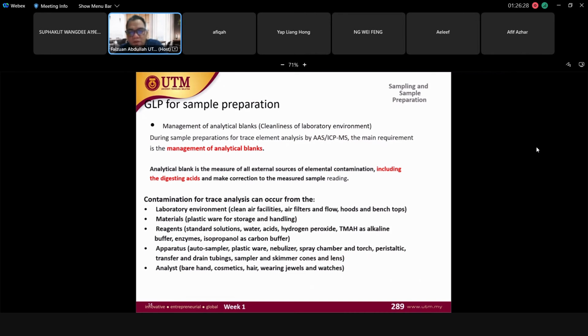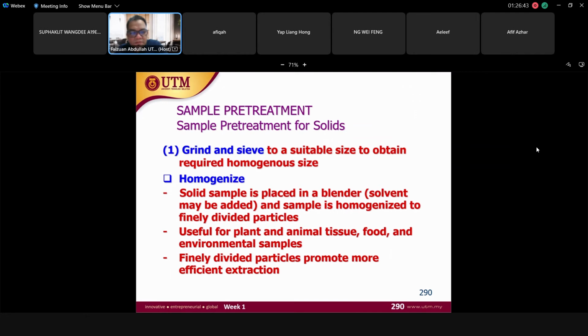That's why we need to refer to the standard method. The standard method will tell us how to do the preparation: need to heat at what temperature, how long, and what type of chemical or acid to mix with, and so on. So just follow the standard method. There's a reason why the standard method tells us to do that, because research has been done previously to analyze the same analyte as you want to analyze. That is the best condition that they have found to analyze the analyte using the targeted instrument.